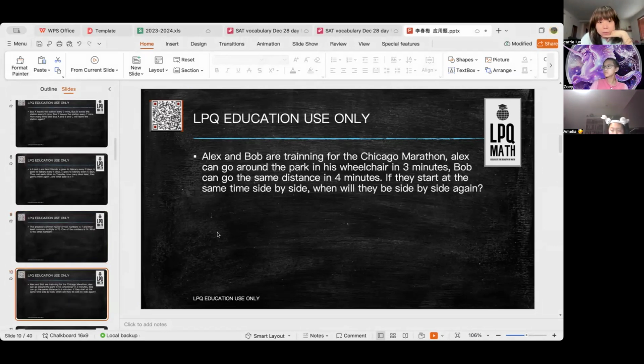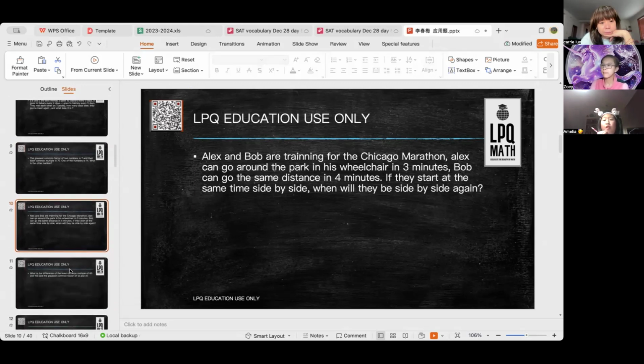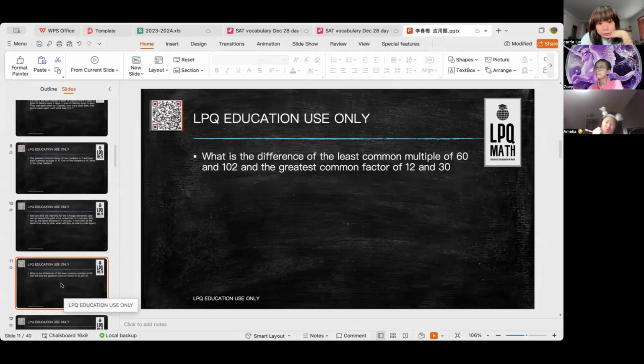So let's take a look at this one. Alex and Bob are training for the Chicago Marathon. Alex can go around the park in his wheelchair in 3 minutes. Bob can go the same distance in 4 minutes. If they started at the same time side by side, when will they both be side by side again? This question is too easy, right? Amelia, can you give me the answer by looking at it? 12. Very good.